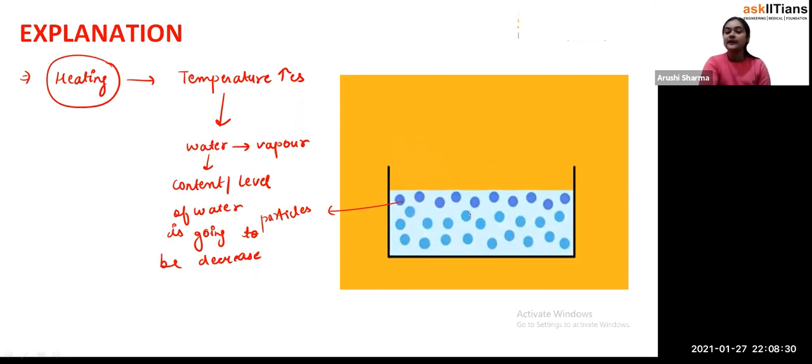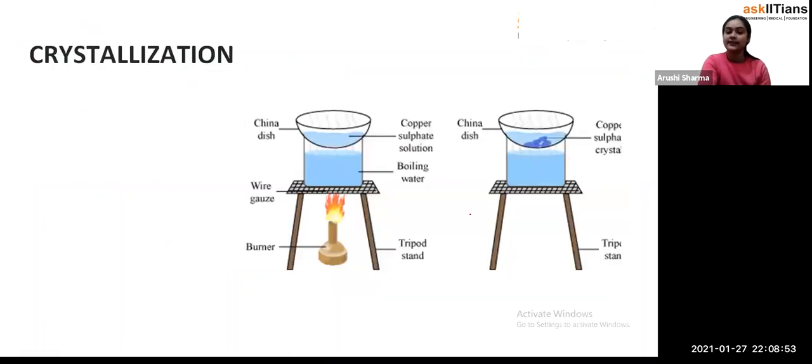But it is used when one is volatile in nature and one is non-volatile in nature. If both are volatile or both are non-volatile, it would not be possible to separate them out. Both would evaporate, or otherwise both will remain in the beaker only. So we are not going to separate them. That is why this method is generally used when we have one volatile and one non-volatile substance.